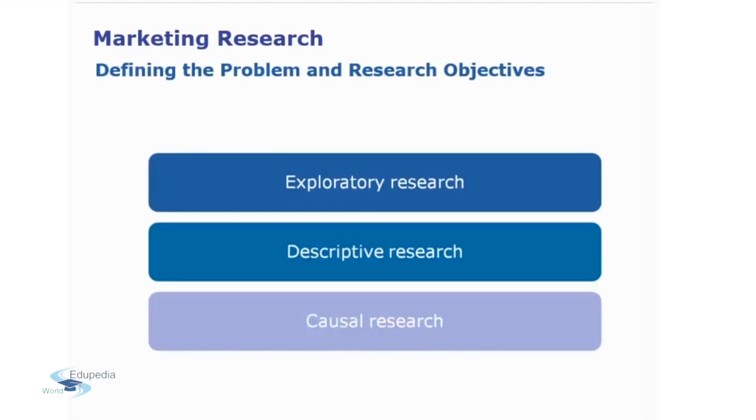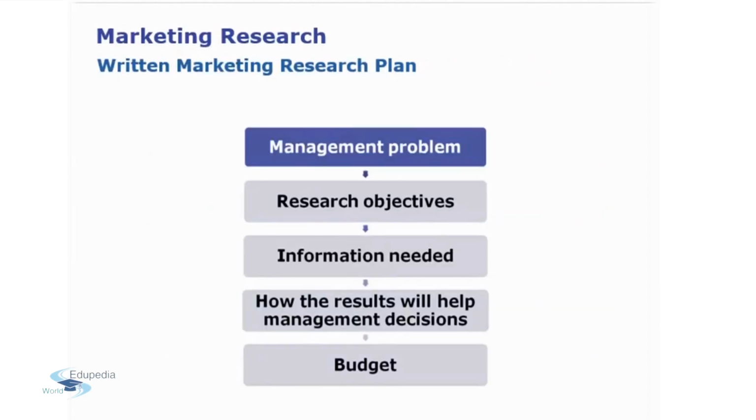Okay, defining the problem and research objectives. Exploratory research, descriptive research, causal research. These are the different kinds of research available to you. Then you have the written marketing research plan: management problem, research objectives, information needed, how the results will help management decisions, and then the budget. So you need to find out how you can attack your market with the aid of your marketing strategy.